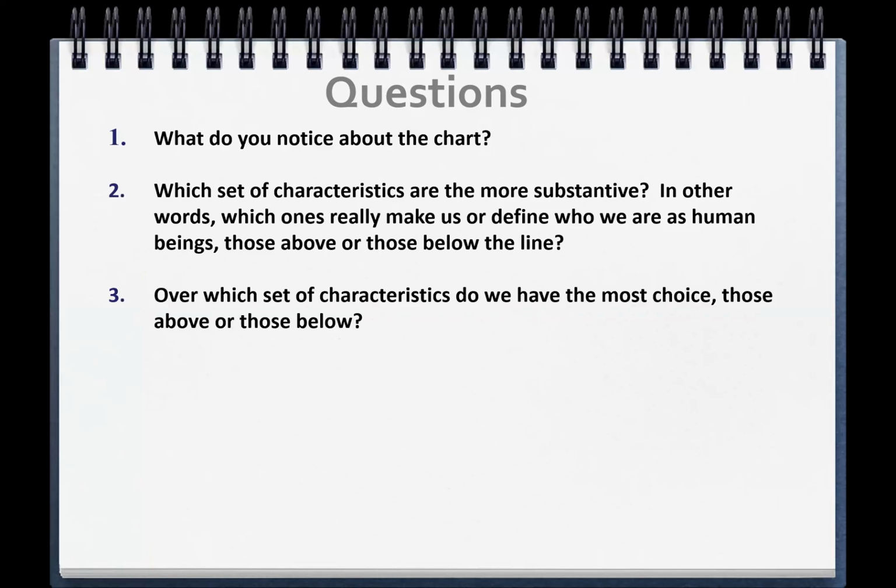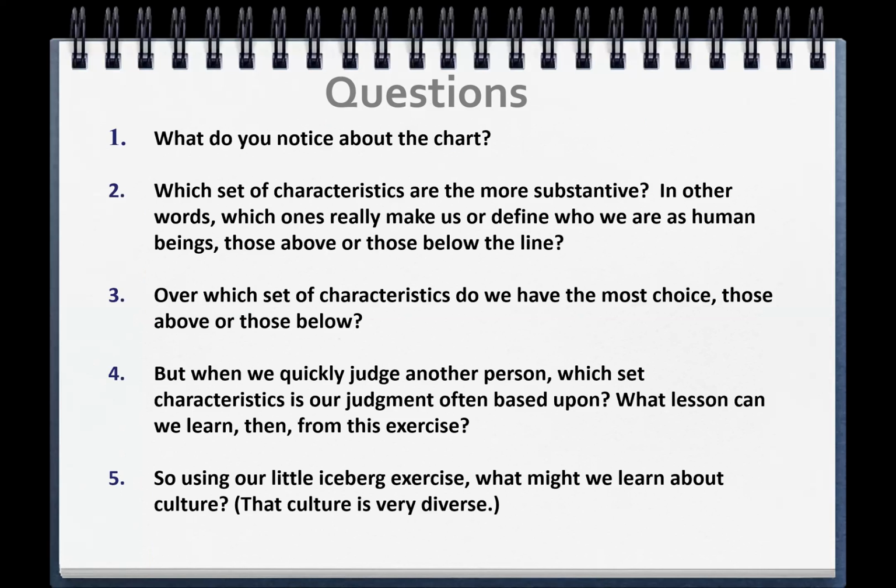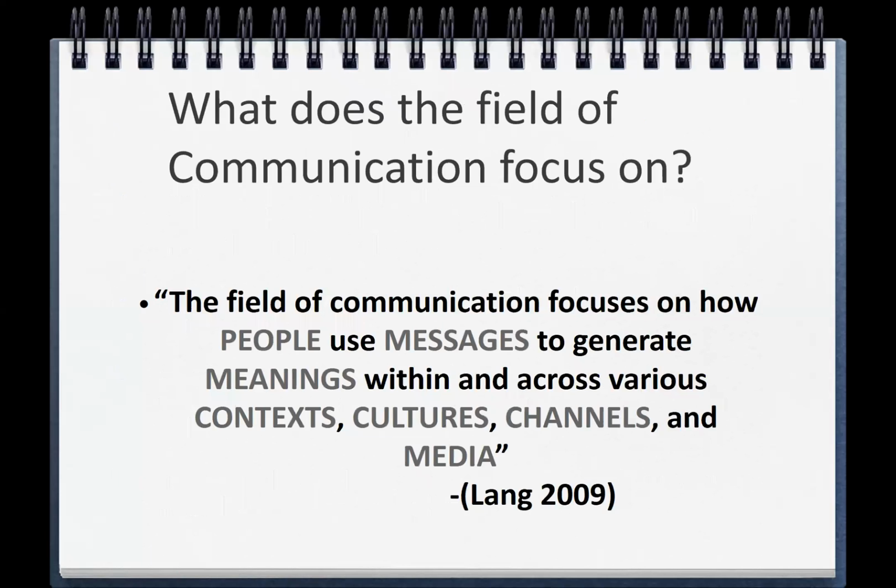So over which of the characteristics do we have the most choice? Those above or below the line? Think about that. When we quickly judge another person, what set of characteristics is our judgment based on? Above or below the line? What lessons can we learn then from this particular exercise? Think about that. Write it down in your notes. So when we're using our little iceberg exercise, what might we learn about culture, right? Cultures are very diverse. That's one thing that we should learn.